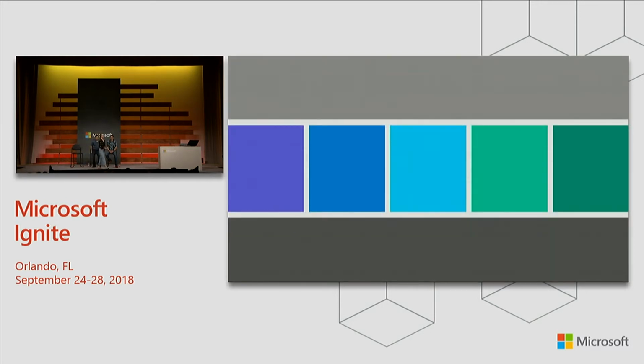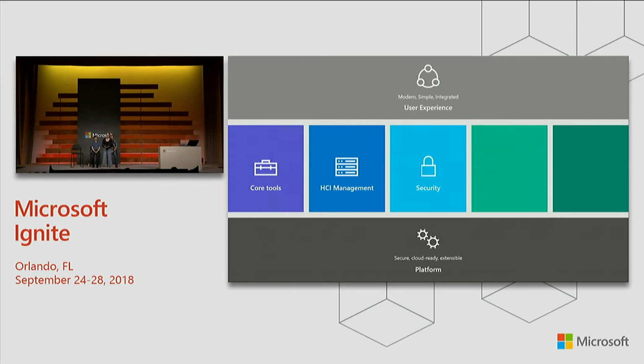So when talking about Windows Admin Center, it's first and foremost a platform that's secure, cloud-ready, and extensible. And on top of that, we're giving you a modern, integrated, and simplified user experience. And then Windows Admin Center really provides value in 5 areas. The first being your core tools, that main functionality that you're maybe familiar with. Next is hyper-converged infrastructure management, security, hybrid, and of course the partner ecosystem that we see as being an extensible platform. So let's first dive into the user experience.